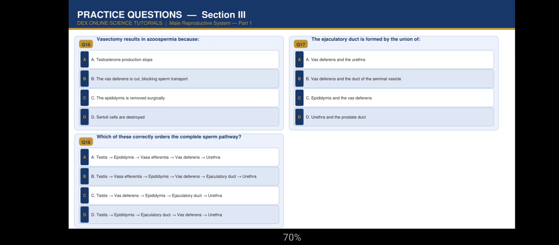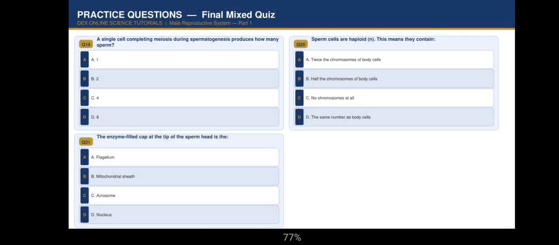But let's take a look at option C. Option C says testis to vas deferens to epididymis. I don't think so. It moves from the epididymis to the vas deferens, not from the vas deferens to the epididymis. And option D, from the testis to the epididymis to the ejaculatory duct to the vas deferens. This is wrong. Sperm moves from the vas deferens to the ejaculatory duct, not from the ejaculatory duct to the vas deferens. This pathway is very important, and every student, whether JAMB or WAEC or Positive, should take note of it.